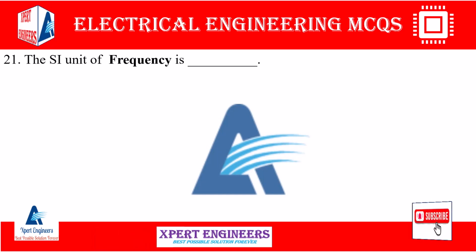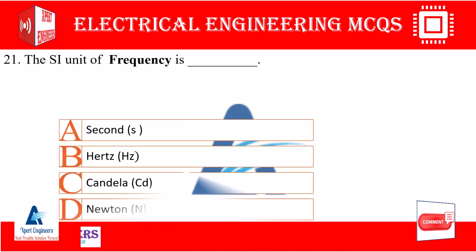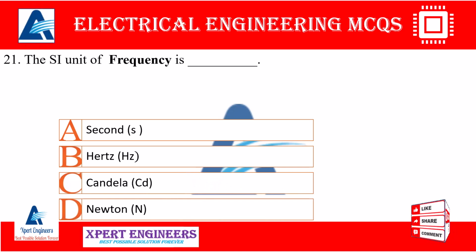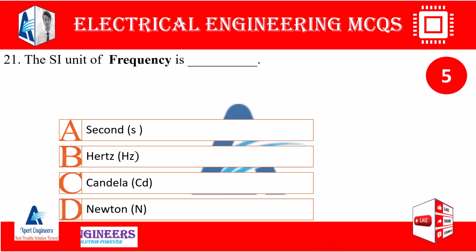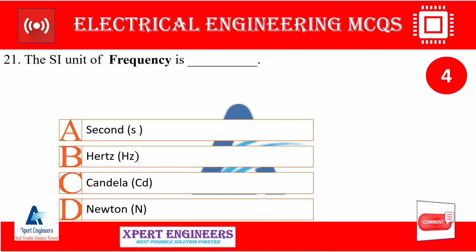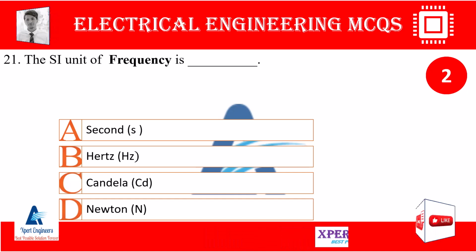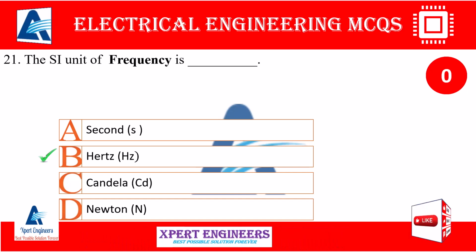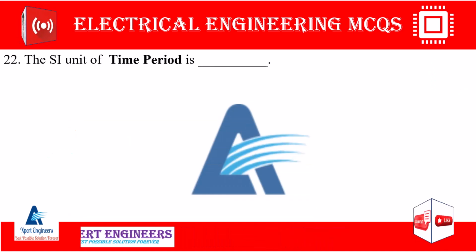Next is the SI unit of frequency is dash. A, second, B, hertz, C, candela, D, Newton. The correct option is B, hertz. The SI unit of frequency is hertz.